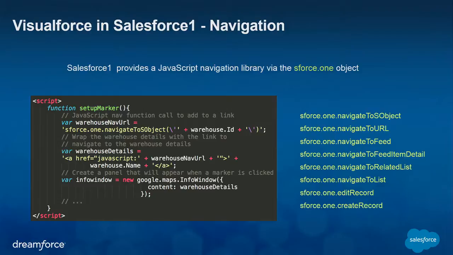Again, the Salesforce1 object, SF1, S-Force1, that's the JavaScript object that you can use that provides the functionality that we see here on the right. Navigate to S object is probably the most commonly used, but you can take advantage of all of the other direct access to the device as well. So whether I'm editing a record or creating a record, I can use those. That's also documented in the app developer guide as well, so you want to take a look at that.